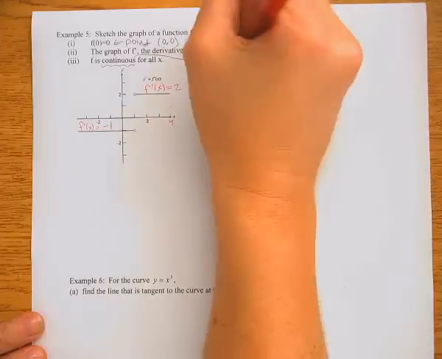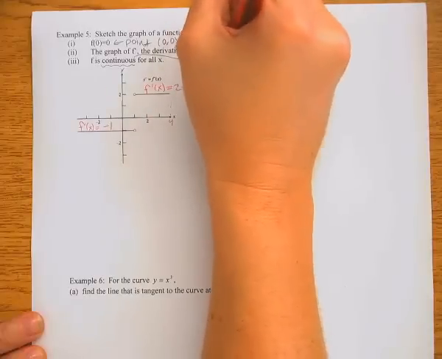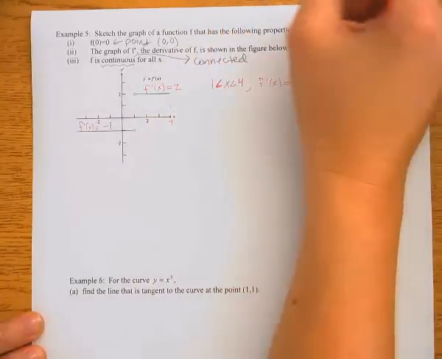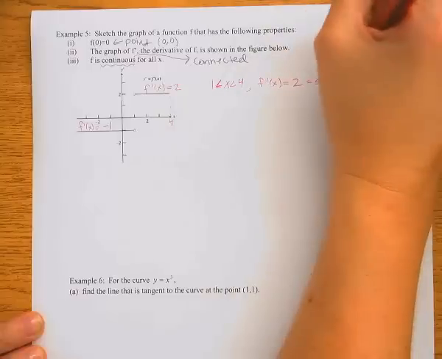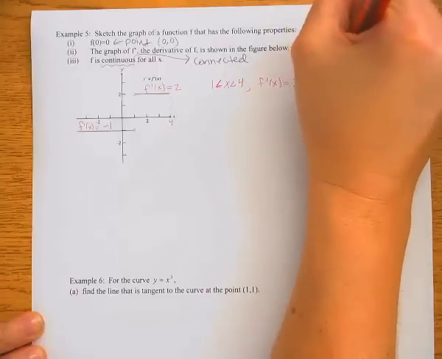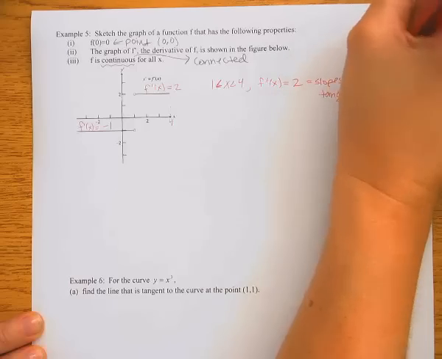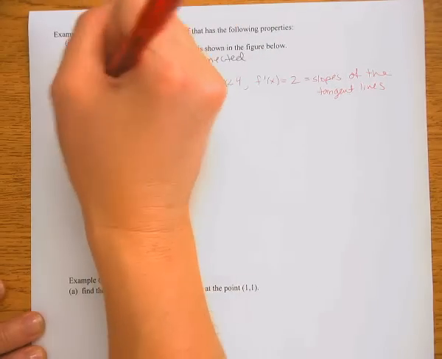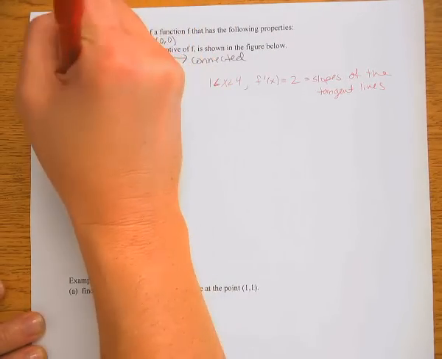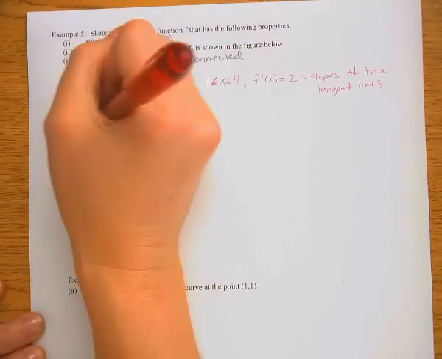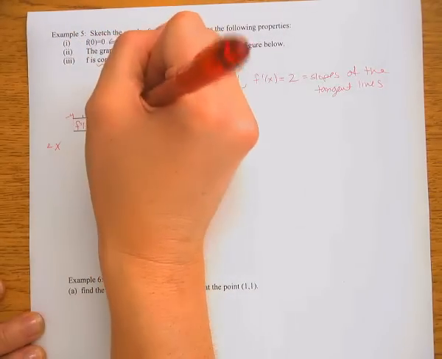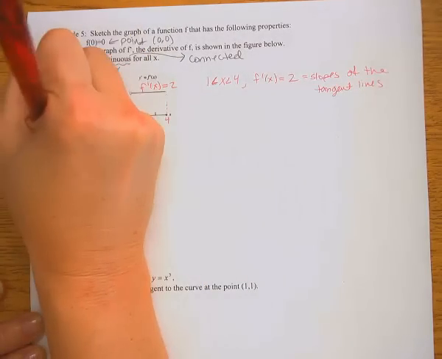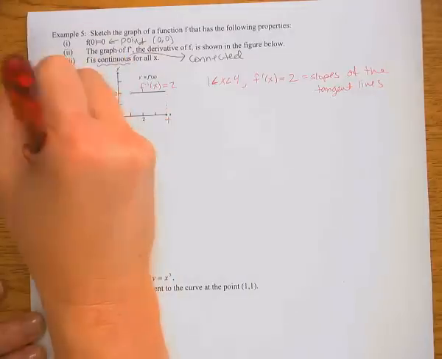So it looks like when x is between 1 and 4, the slopes are 2. That's referring to the slopes of the tangent lines, and that's true for all tangent lines between the values of 1 and 4 for x. Then down here, maybe we'll have it stop right here at -4. So when x is between -4 and 1, the slopes are all equal to -1.